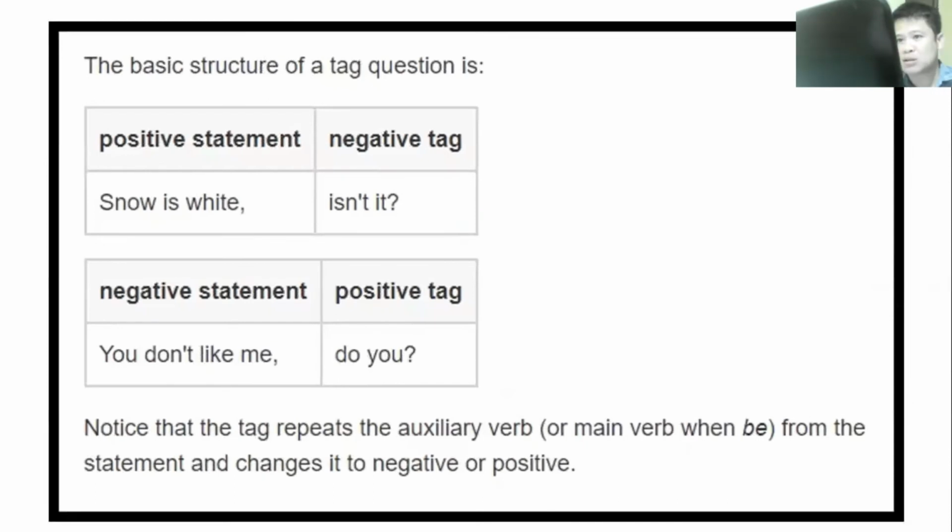So the basic structure of a tag question, as I have already mentioned, is positive statement, negative tag: snow is white, isn't it? Negative statement, positive tag: you don't like me, do you? Notice that the tag repeats the auxiliary verb, or the main verb when it is be, from the statement and changes it to negative or positive. So this is the structure of a question tag or a tag question.